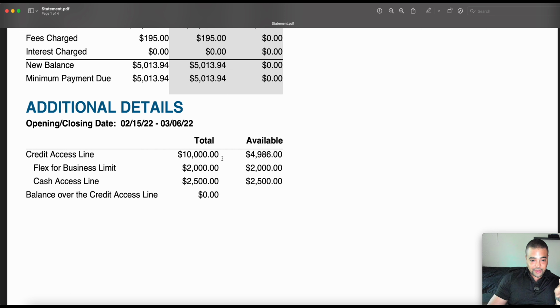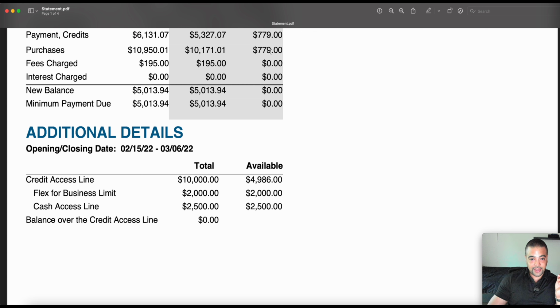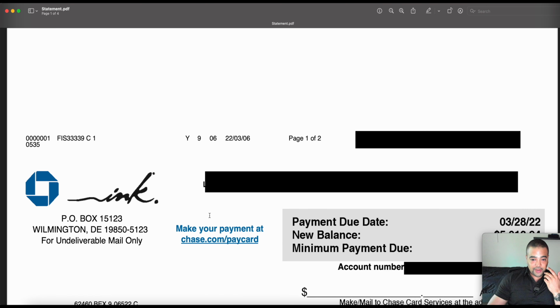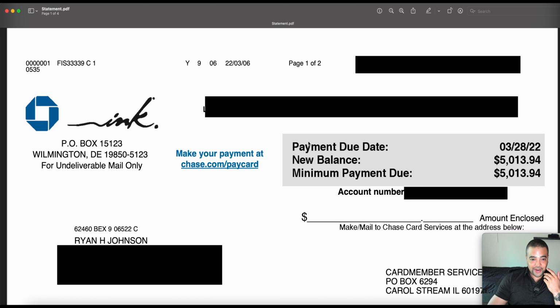Again, I'm not going to spend too much time on the flex for business. They're just up here at $779, saying something you bought is eligible for flex for business, but not everything you bought is eligible. So you don't really need to confuse the point there. Cash access line, you never really want to use this. That's cash advances. Cash advances come with a lot of fees and high interest, so you don't want to touch that, but they do show you what you have, and if you've gone over the credit line access, they have that as well.